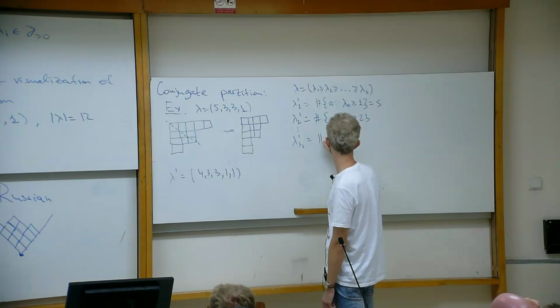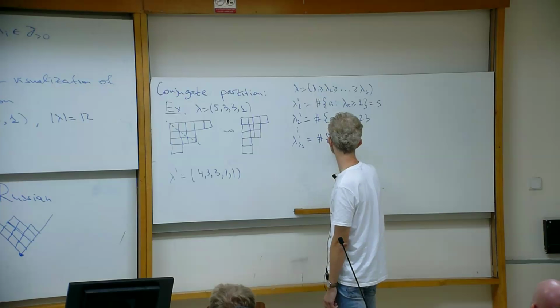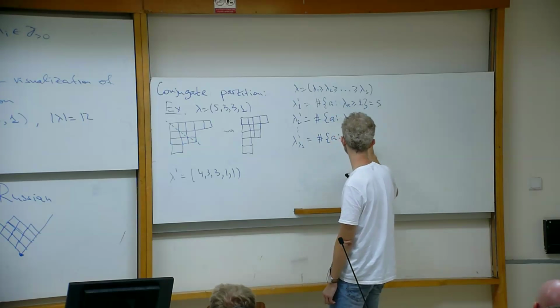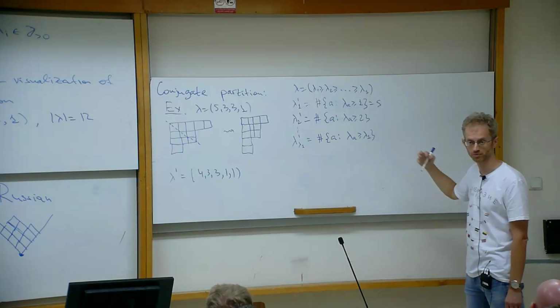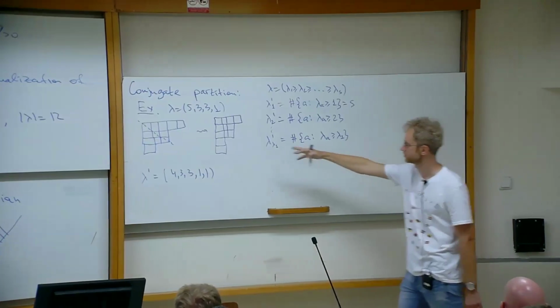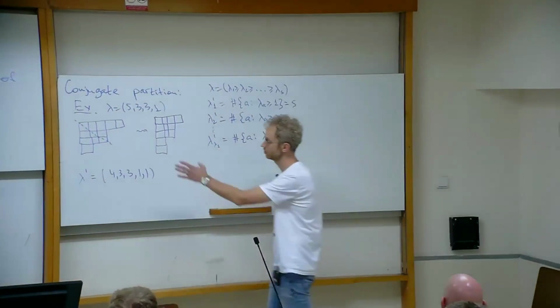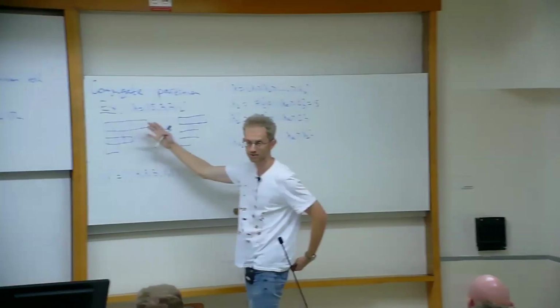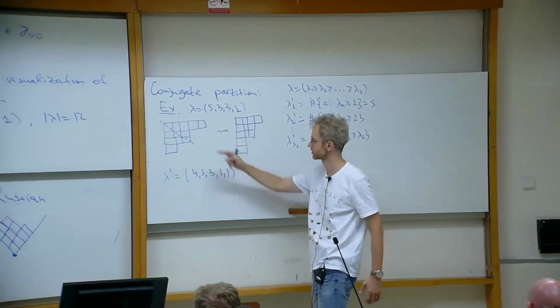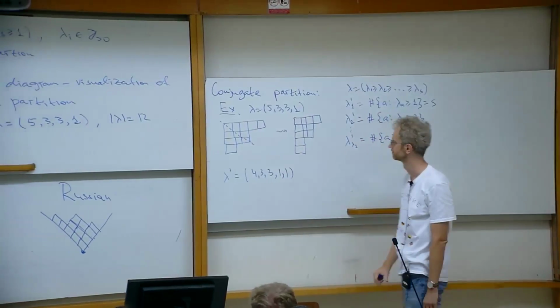Which is the number of a's such that lambda a is greater or equal than lambda 1. There's no point to go further because lambda 1 is the largest one. So you see this is the picture, and you can forget about this general definition. This is one of the reasons why this visualization is kind of useful. So you just flip and you see what's going on.